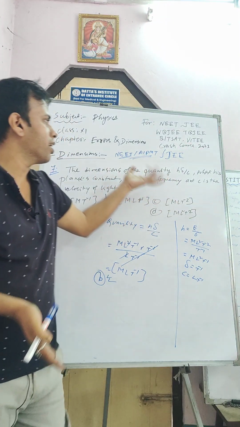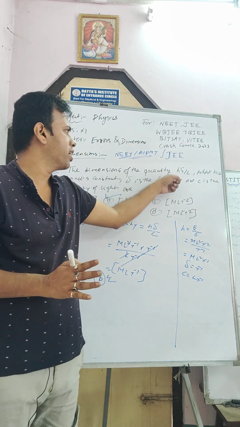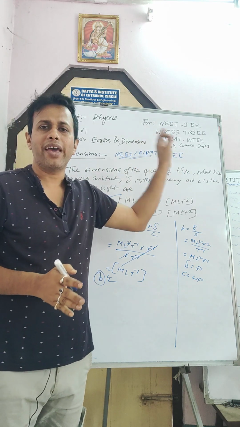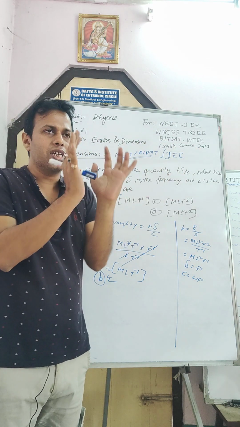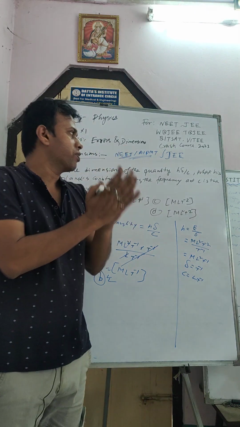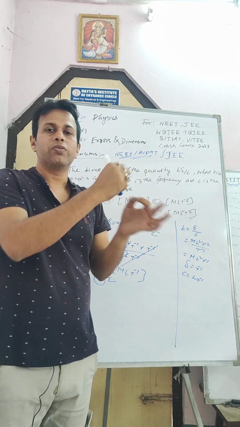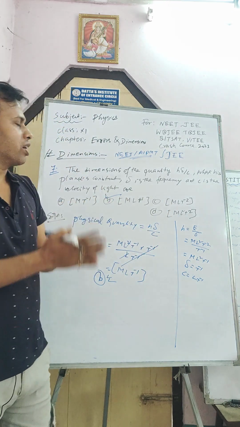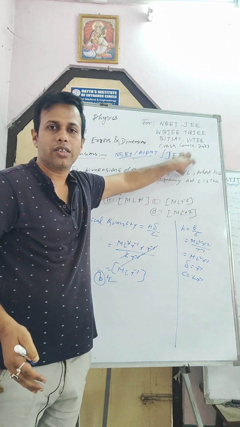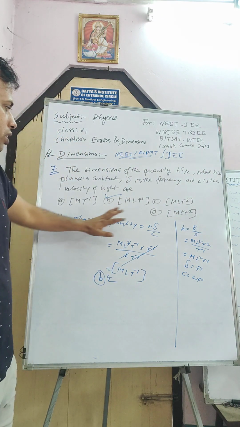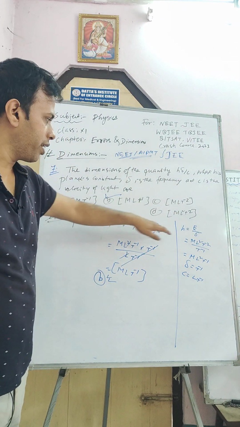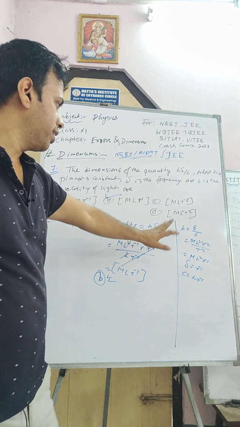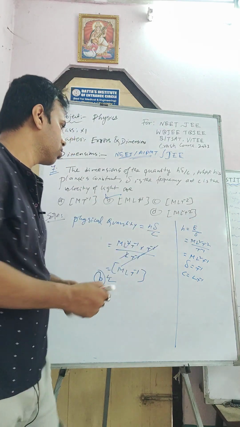They may give any physical quantity like h nu by c, it may be B, F, L, whatever it may be. The terms used to make the physical quantity are also given, but you have to find out the dimensions of this physical quantity. So I write the physical quantity, and inside it I write the dimensions.